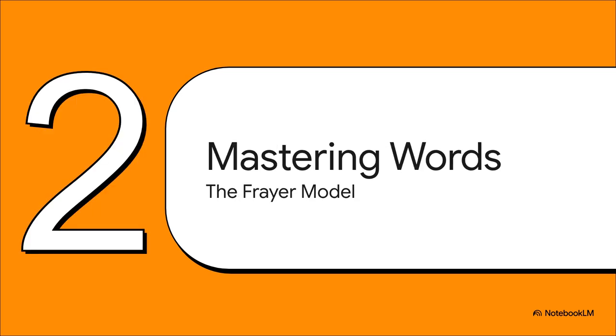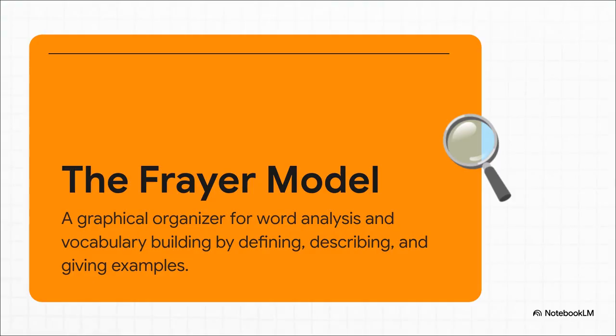First up, mastering words with the Frayer model. We're going to start small, with just a single tricky word. You know the kind I'm talking about. The one that just stops you dead in your tracks. Well, that's exactly when you should pull out the Frayer model. See, a dictionary just gives you a definition. The Frayer model, though, it forces you to really truly understand a concept from every single angle. And here's the secret sauce. It makes you define what the word isn't. And honestly, that's often the best way to figure out what it actually is.